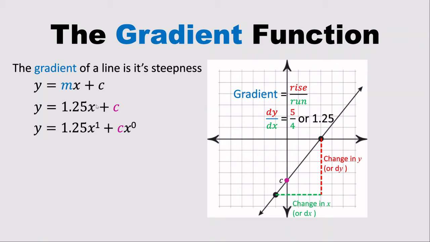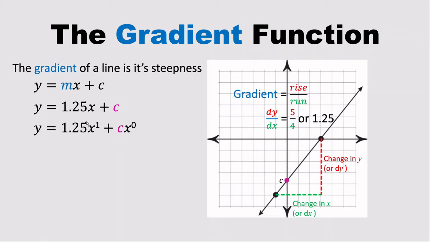Remember that when there's no power here, there is a single x that we're multiplying by, so that's x to the power of 1. However, here there is no x at all, so we could say that c is being multiplied by x to the power of 0. Remember, a 0 index means 1, so this is c times 1, which is simply c. But this format is going to help me to differentiate.